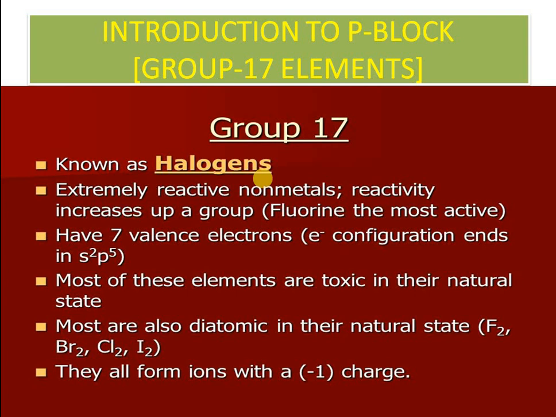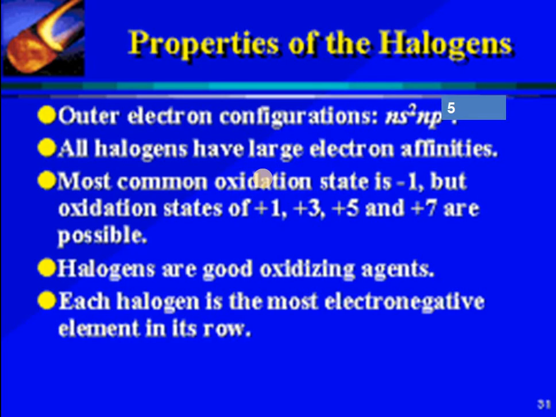They all form ions with a -1 charge. As you know, 7 valence electrons are there, so they need to complete the octet by gaining electrons. Therefore, the general oxidation state is -1. Apart from these properties, halogens have large electron affinity. Electron affinity is the amount of energy released when an electron is added to an isolated neutral gaseous atom to form a negative ion.